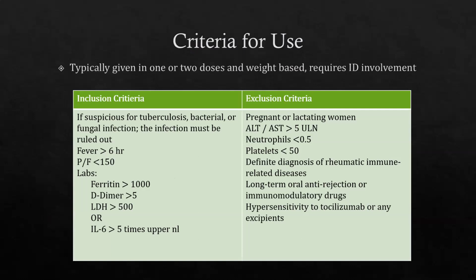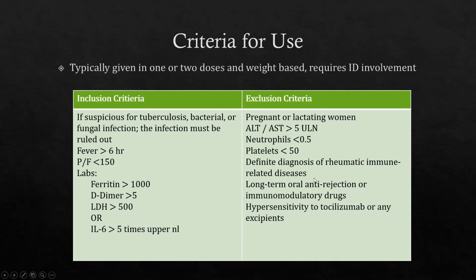However, if you don't think there's a superimposed bacterial or fungal infection and they meet criteria, which many of our patients do in the ICU, of a fever for more than 6 hours, a PF ratio less than 150, and all these inflammatory markers that are severely elevated, then this can be beneficial for your patient. It previously was weight-based, and now we're giving it as a standard dosing. Typically given 400 IV once now, and then you can repeat the dose in 12 hours for a maximum of 2 doses if the patient continues to clinically decompensate and ID feels it would be beneficial as well.